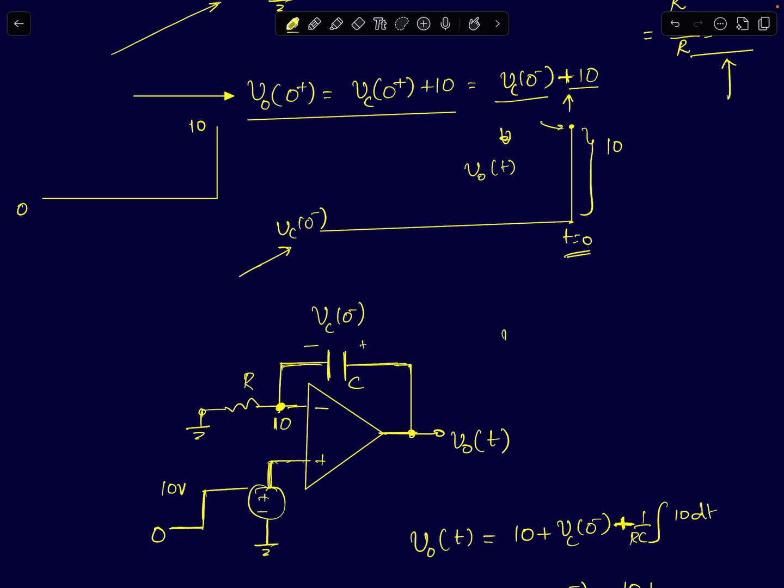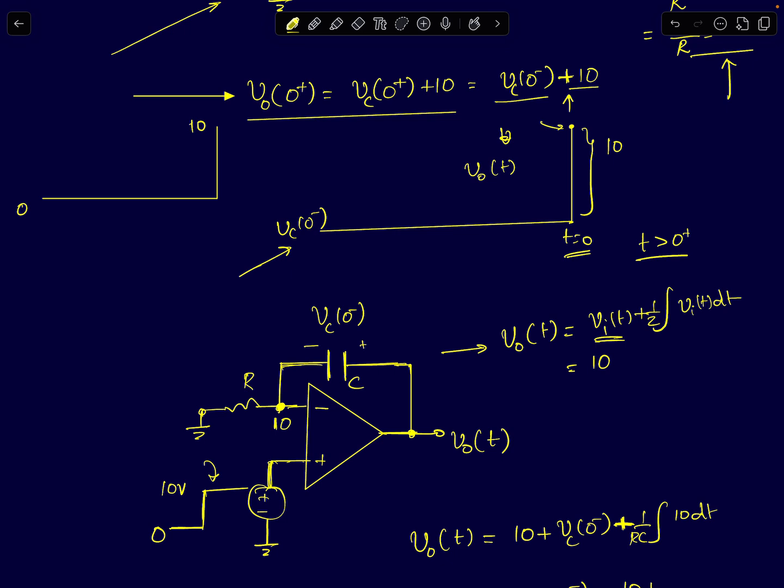The output voltage of a non-inverting integrator V naught of t is simply Vi of t plus integral 1 by RC, which is 1 by tau, Vi of t dt. Here Vi of t is the input signal, that is 10 volts now at 0 plus. Remember, this equation is valid only for t greater than 0 plus. Before that, this equation was not valid. The op amp was just an open loop.